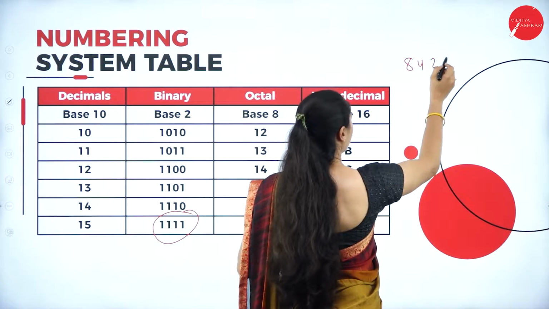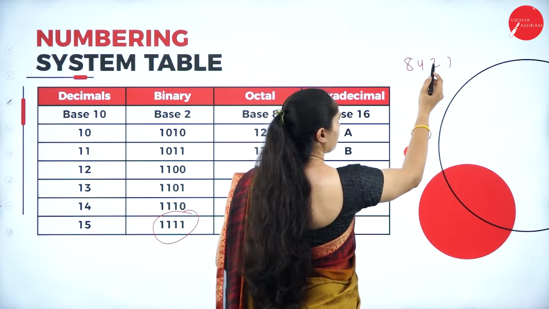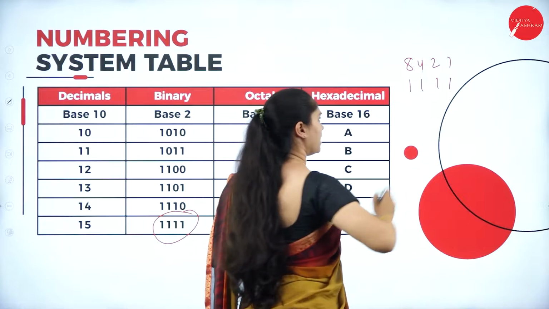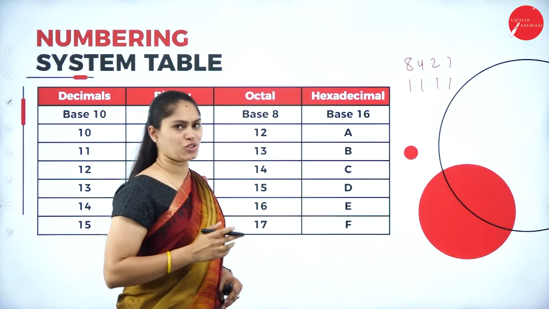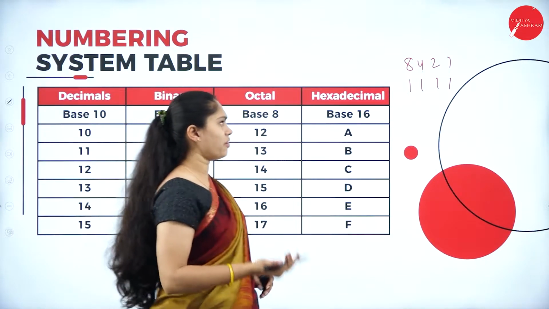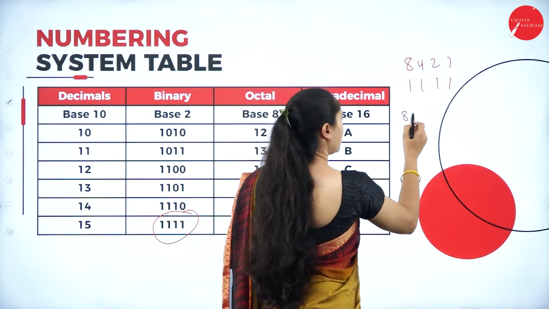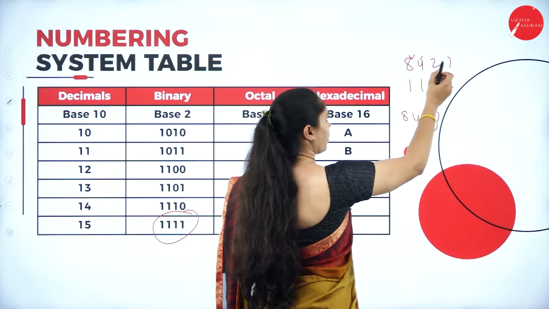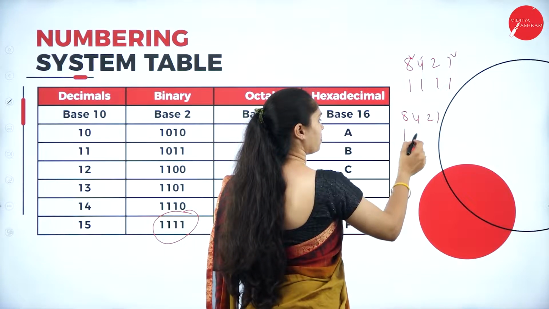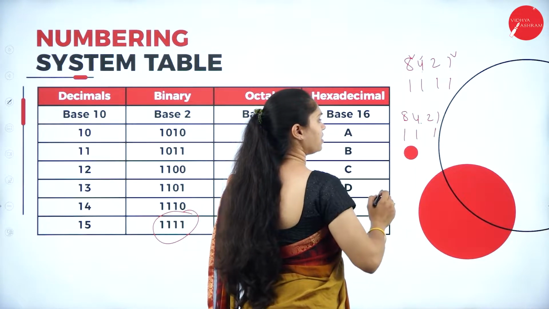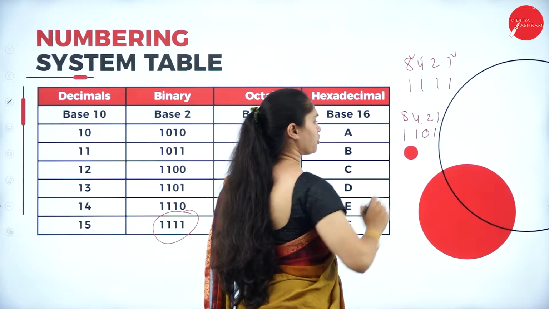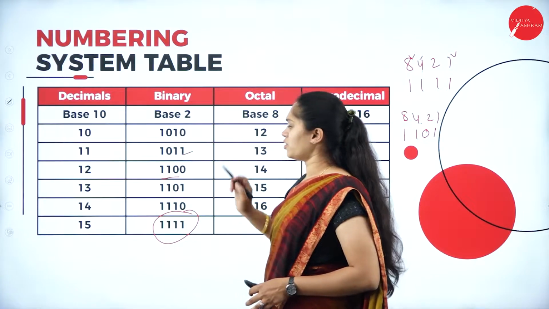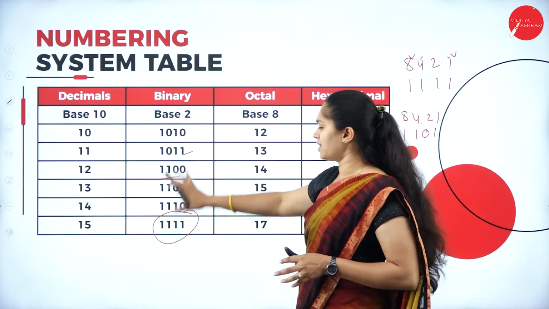If I add 8, 4, 2, 1: 8 plus 4 is 12, 12 plus 2 is 14, 14 plus 1 is 15. So for 15, I am going to give 1, 1, 1, 1. If I wanted to have 13, by adding which and which numbers am I able to get 13? 8 plus 4 is 12, 12 plus 1 is 13. So in the place of 8, 4 and 1, I will write 1, and for the place of 2, I will write 0.